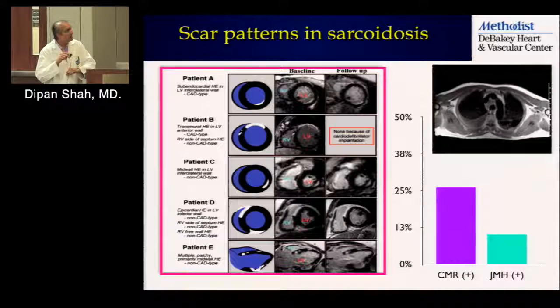And what they find, a couple of interesting findings. One is the hyperenhancement patterns that you can see in these patients are very variable. You may see subendocardial, transmural, mid-myocardial, epicardial, sometimes affecting the RV, or you may see multiple patchy foci. So the reality is sarcoid can give you many different patterns of enhancement. What they found in this cohort was, in fact, by the standard Japanese Ministry of Health criteria, only about 10 to 12% of this cohort had evidence of cardiac involvement. But by CMR, evidence of hyperenhancement was present in about 25% of patients.